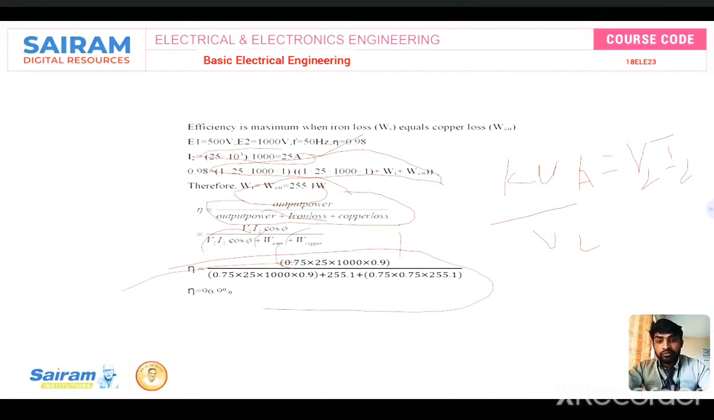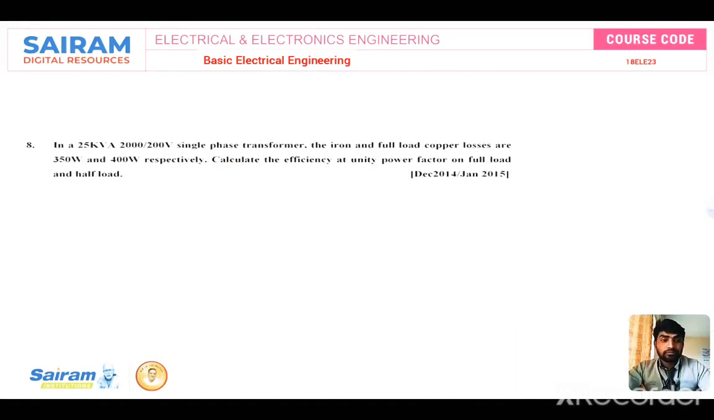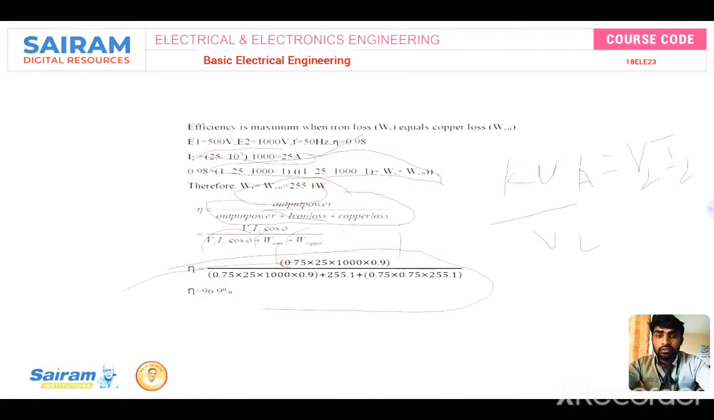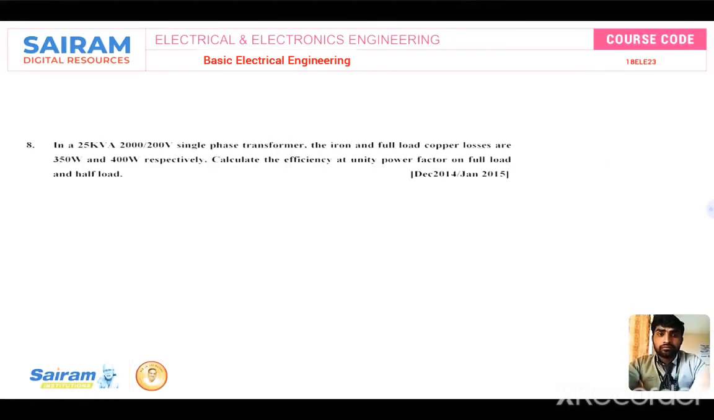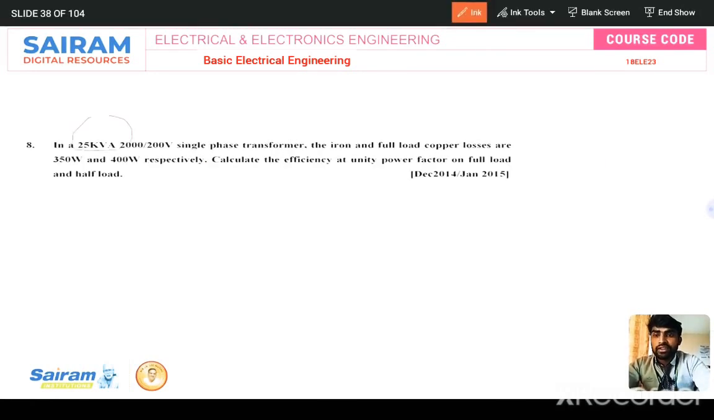Okay. So next problem: in a 25 kVA, 2000 by 200 volt single phase transformer, the iron loss and full load copper loss are 350 watts and 400 watts respectively. They have directly given kVA is 25, and voltages V1 and V2 are 2000 and 200 volts. Iron loss and copper loss are also given, 350 and 400 watts respectively. Calculate the efficiency at unity power factor on full load and half load.